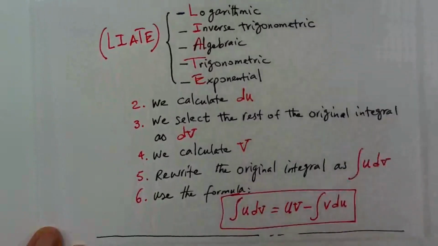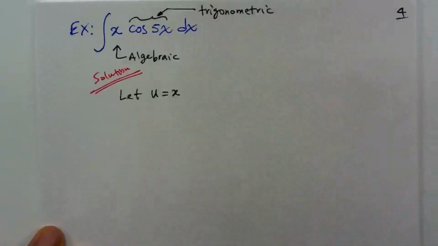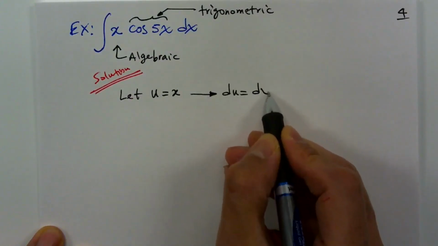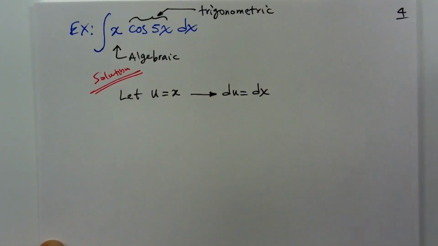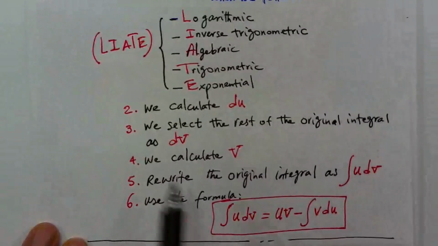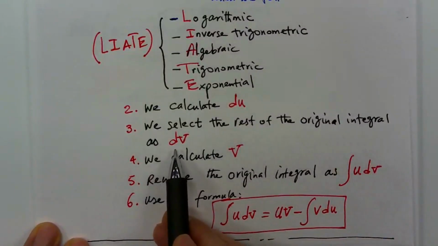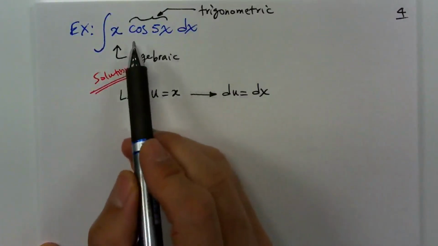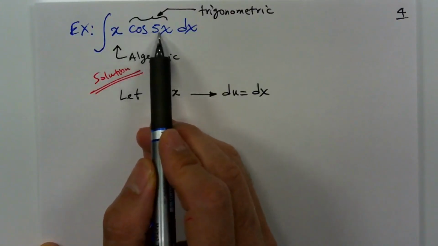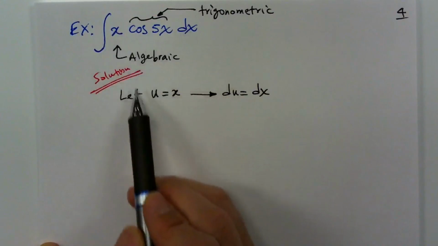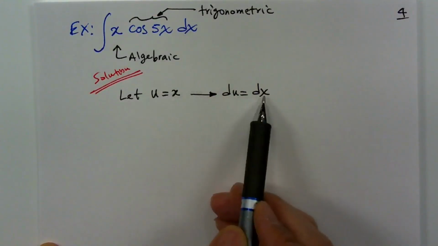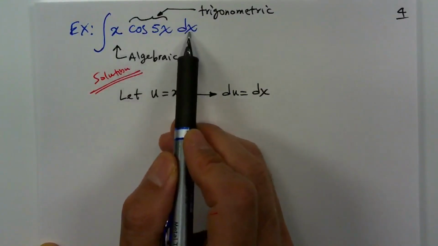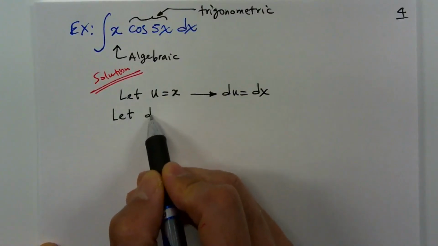And then the second step was, once we pick that, we calculate du. So take the derivative of u to get du. So we have du is equal to dx, right? What was the third step? The third step was we select the rest of the original integral as dv. Well, the rest of the integral is what we have left: cosine 5x dx, right? We already picked x as u, and we took the derivative of it, du equals dx. Now the rest of that is this, so we're going to pick the rest of this as dv. So let dv be cosine of 5x dx.